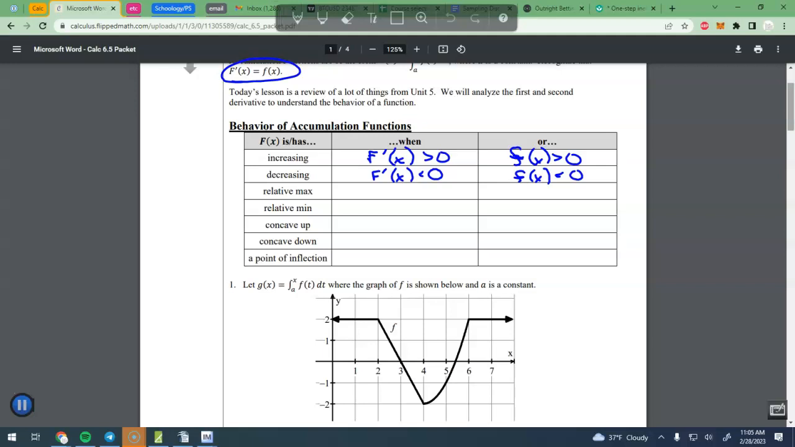Relative max. What are we looking for on a derivative graph? Above to below the axis, right? So capital F prime of x goes from positive to negative, or lowercase f of x goes from positive to negative. So that relative min is the opposite, right? So capital F prime goes from negative to positive, or lowercase f goes from negative to positive.